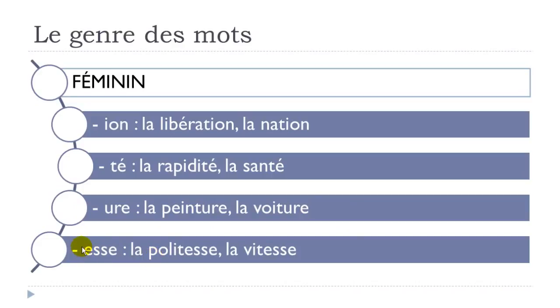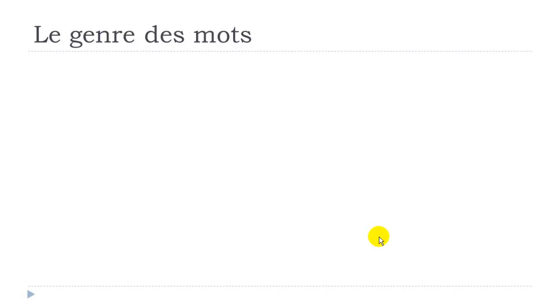And then when they're ending with ESSE, for instance, la politesse, la vitesse. Vitesse means speed. So these words are feminine, and these are classical endings for the feminine form. So let's see them one more time. La libération, la nation, la rapidité, la santé, la peinture, la voiture, la politesse, la vitesse.